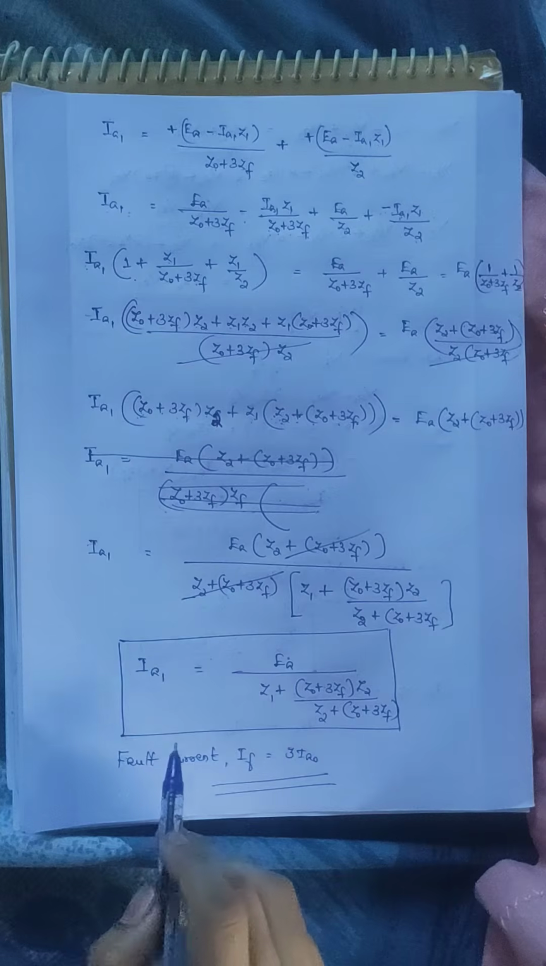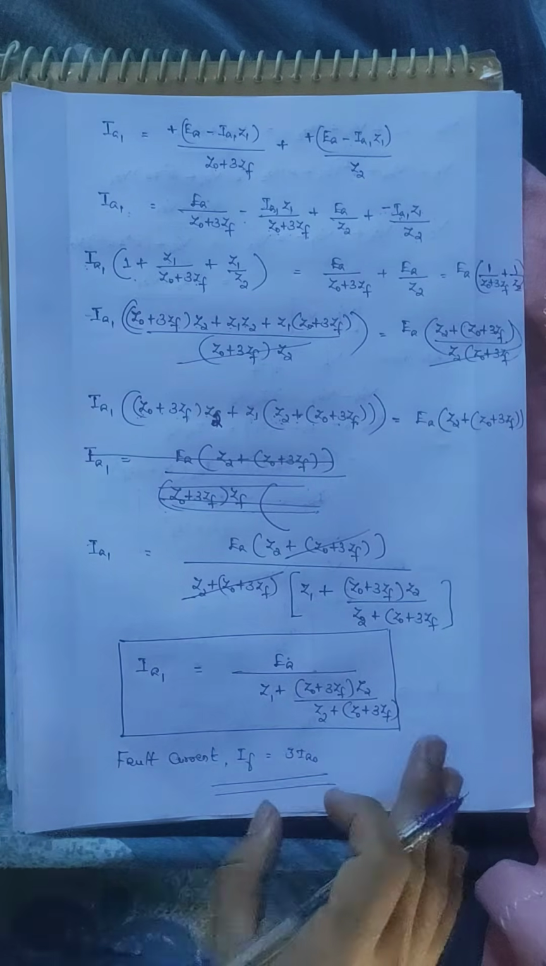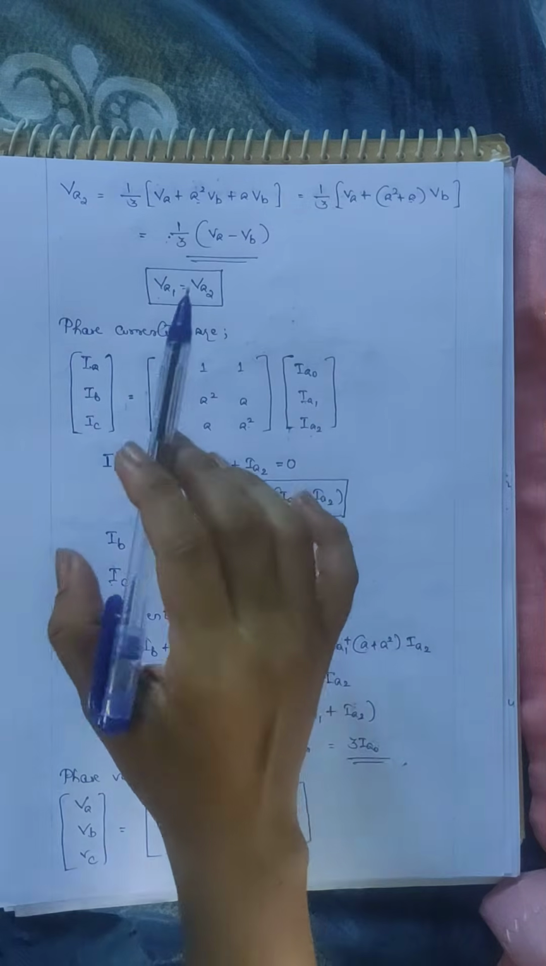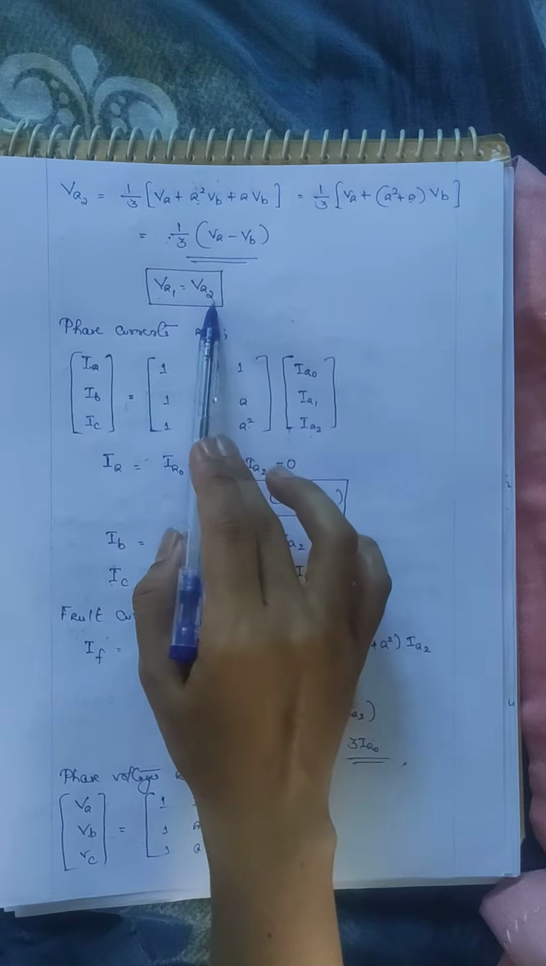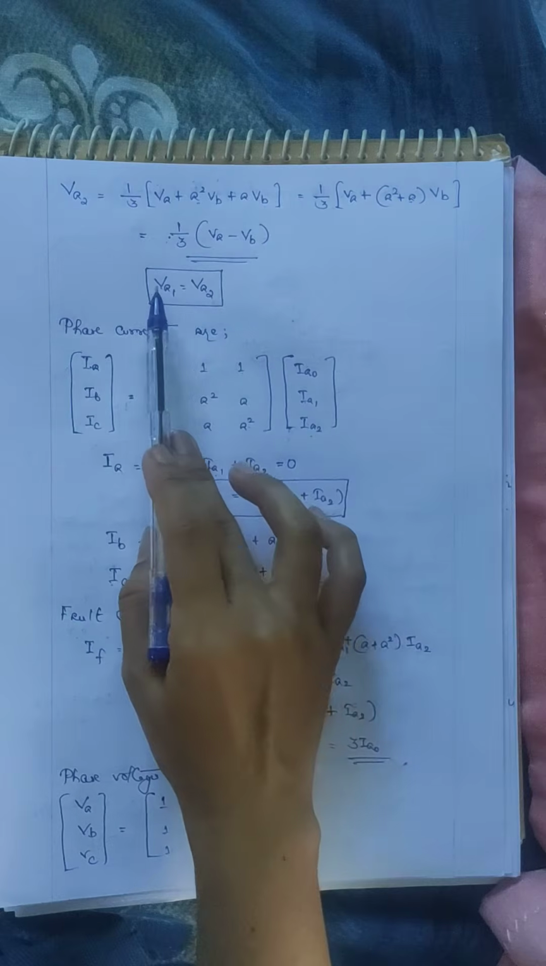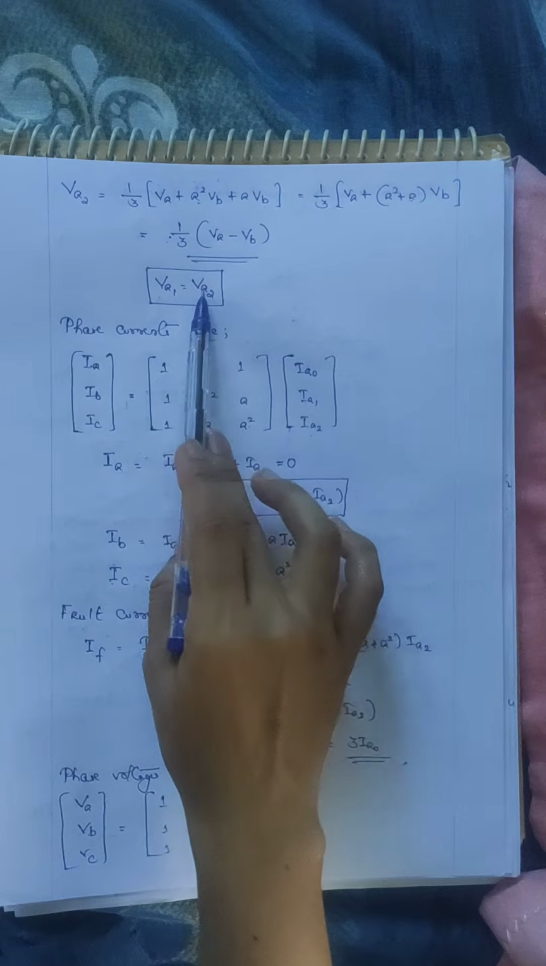So IF is equal to 3 times IA0. So now let us draw the sequence diagram for this particular condition, a double line to ground fault. For drawing the sequence diagram, we need some of the expressions that we have derived earlier. We got VA1 is equal to VA2. So these two voltages are equal. Terminal voltage across the positive sequence circuit and that across the negative sequence circuit are equal.